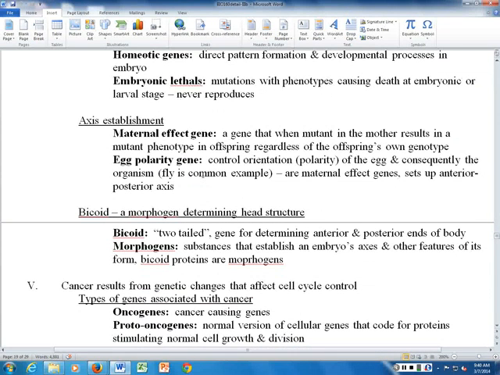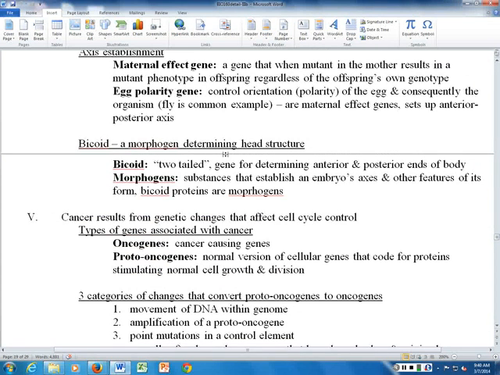And so they studied this in flies, and what we have are these bicoid genes. The name means two-tailed, but it's used for determining the anterior and the posterior end. And so if the bicoid gene is not regulated properly, something could develop with two tails.